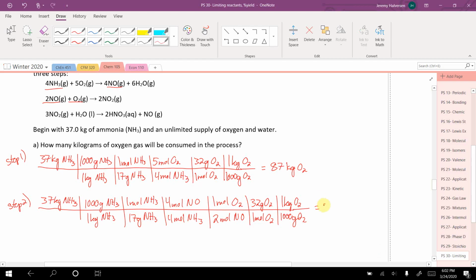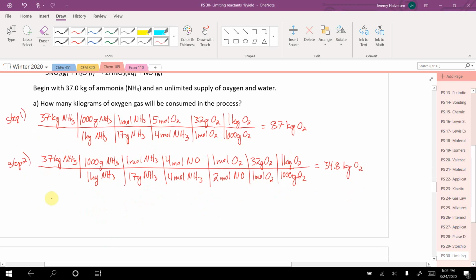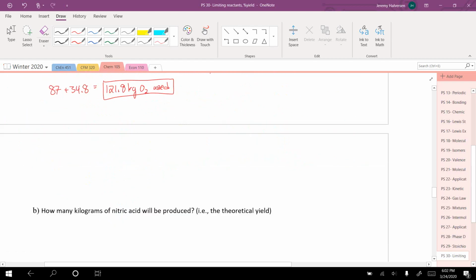And that gives me 34.8 kilograms of O2. So how much total is used? It's my 87 plus 34.8, which looks like 121.8 kilograms of oxygen used to react all of my ammonia.